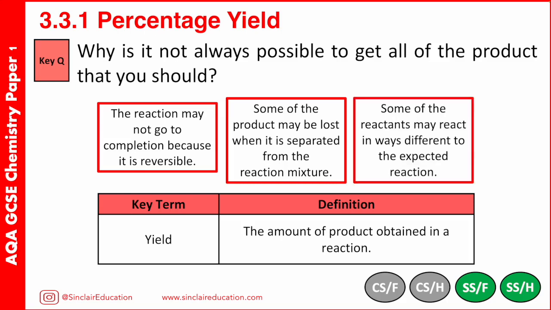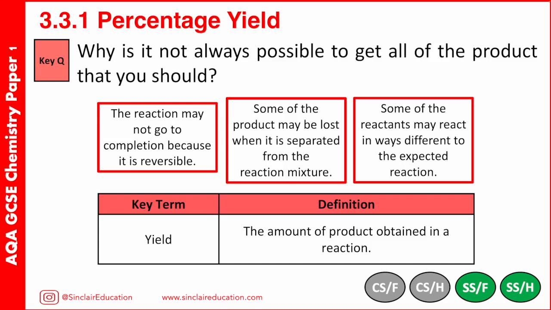Now, what we also can sometimes find is the reactants can tend to react in ways different to what's been expected. There might be something else in the container vessel, for example, that is reacted with as well. So those tend to be the three main ideas. The idea the reaction's not fully completed, the idea that maybe we've lost some of the product when we've separated it from the reaction vessel, or the idea that the reactants most likely reacted in other ways to what would be expected.